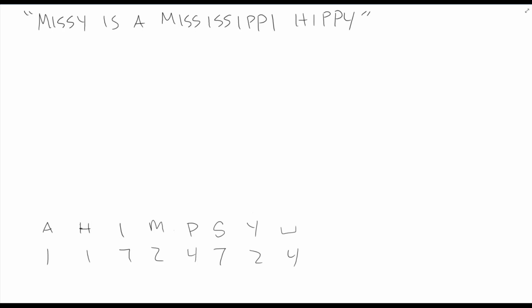Welcome. In this video I just want to quickly do another example of Huffman encoding. And if you want to take a closer look at Huffman's algorithm, please take a look at my previous video. In this video I'm just going to quickly present his algorithm as applied to this string here. Missy is a Mississippi hippie.